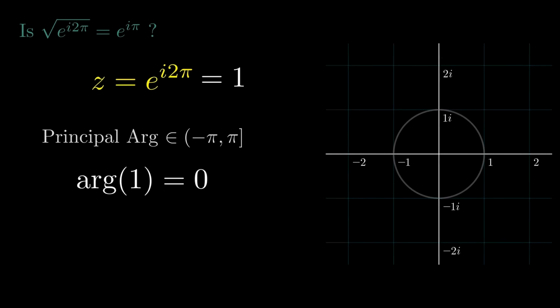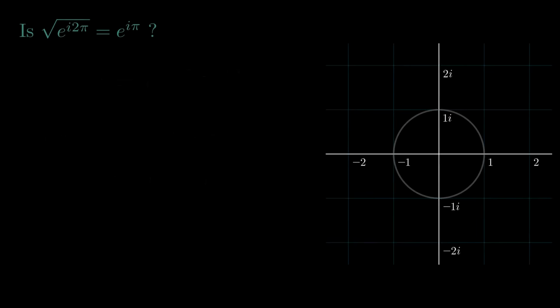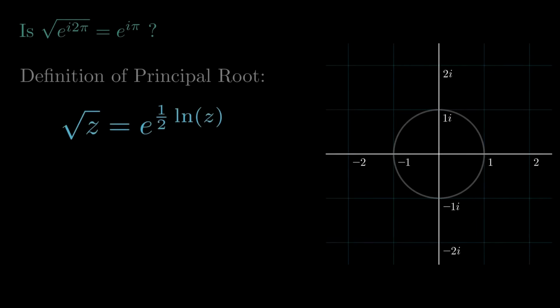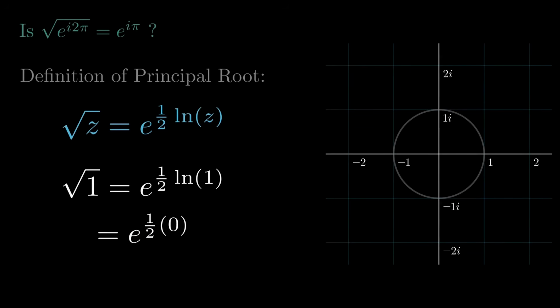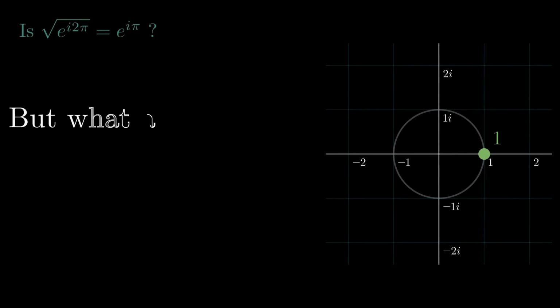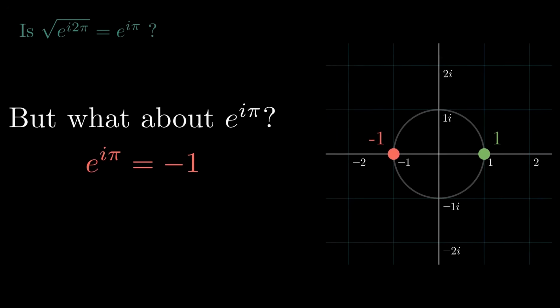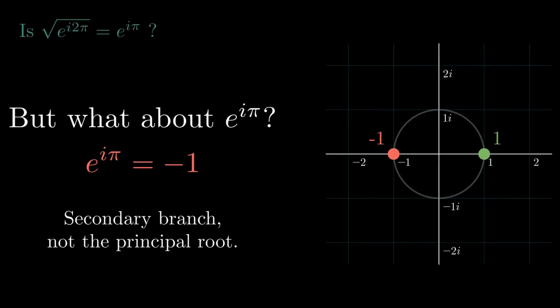And the principal square root is defined using the logarithm. Square root of z is e to the 1/2 times log of z. So square root of 1 becomes e to the 1/2 times 0. That equals 1. Now here's the tempting thought. What about e to the i pi? That equals negative 1. But that value lives on a different branch. It is not the principal root.